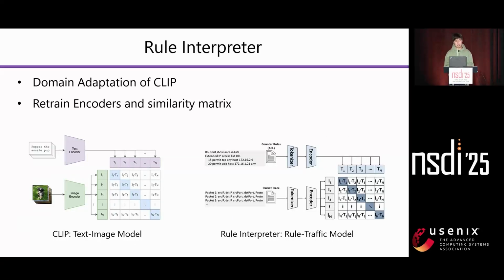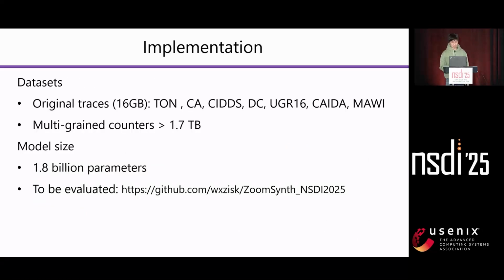And we also design a rule imperator to ensure the output matches specific rules. For this, we use domain adaptation of the CLIP. We retrain the encoders and update the similarity matrix using rules and traces. This allows us to generate traffic that meets user-defined constraints, such as ACL rules or some filters.